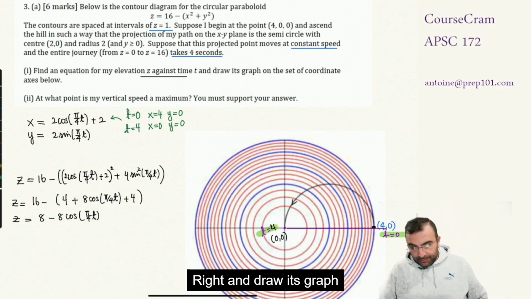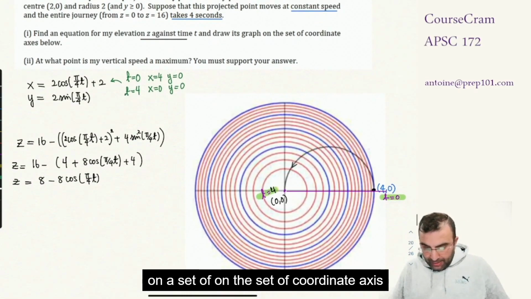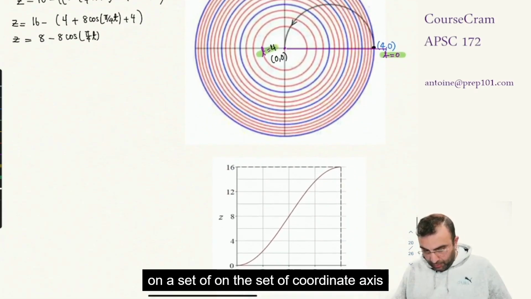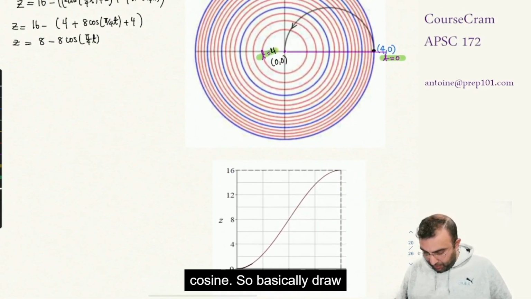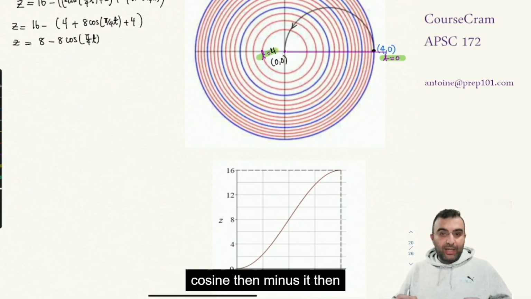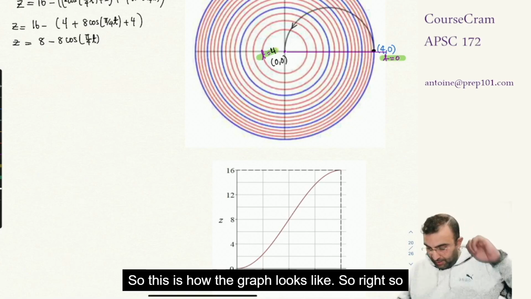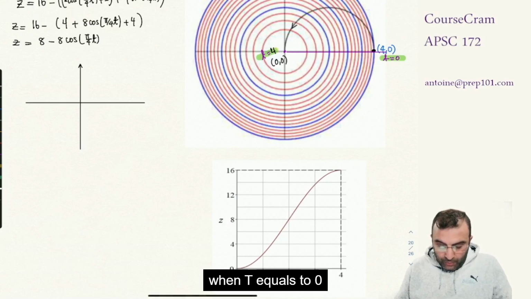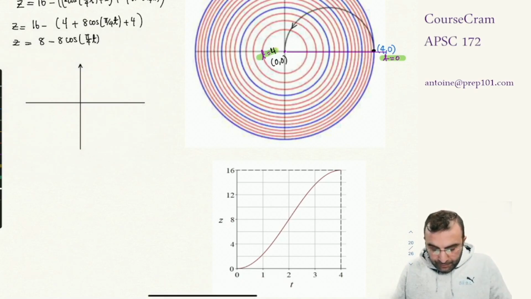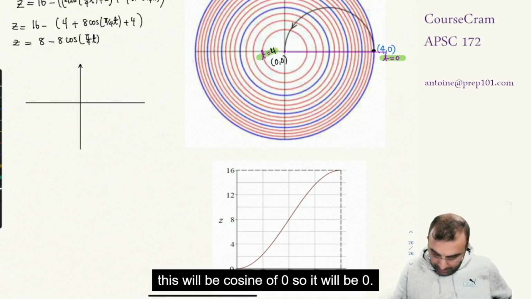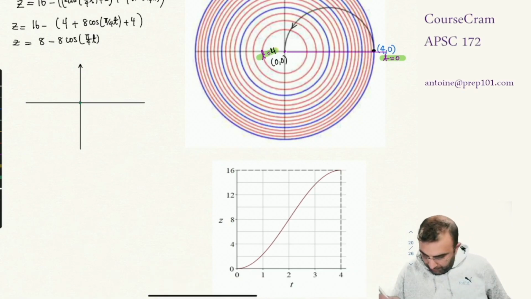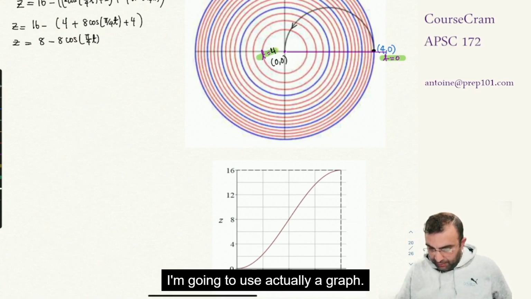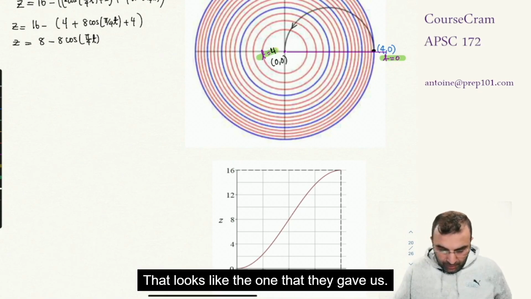Right? And draw its graph on the set of coordinate axes below. Well, it's 8 minus 8 cosine. So basically draw cosine, then minus it, then add 8. So this is how the graph looks. So, cosine pi over 4t, if we do this really quickly. When t equals 0, this will be cosine of 0. I'm going to use a graph that looks like the one that they gave us.